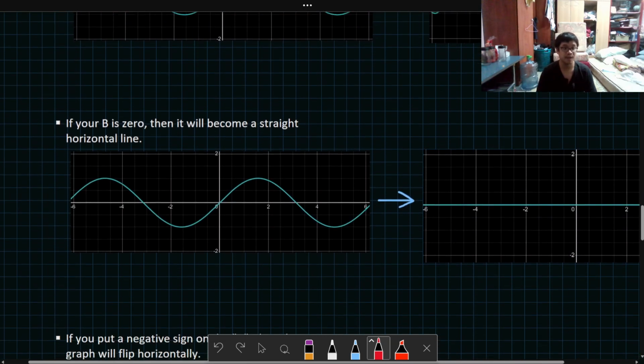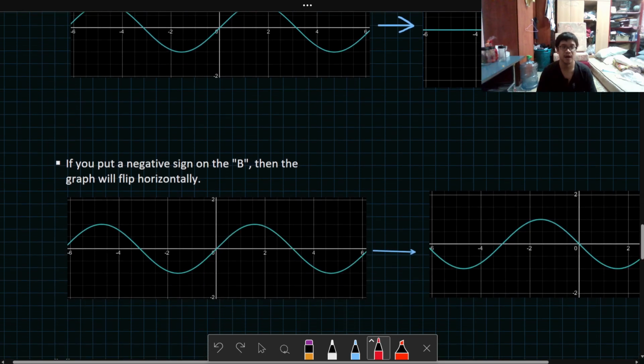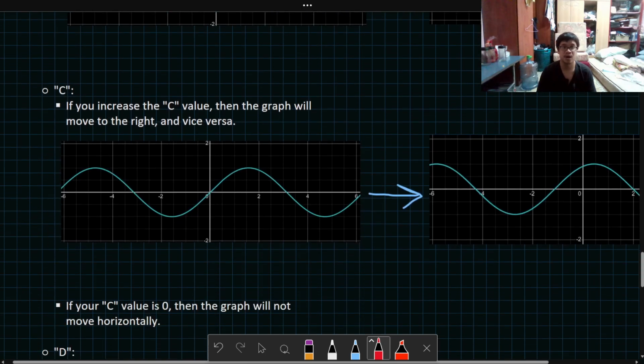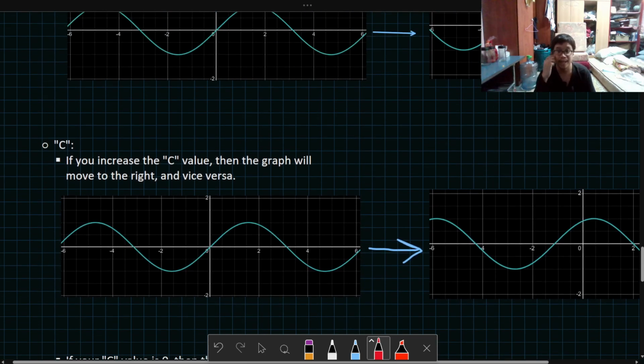And again, if your B is negative, the graph will flip horizontally. And once your B is decreased to less than 0, it will shrink horizontally, but reversely. Okay, just like for the A. Reversely. That's it.